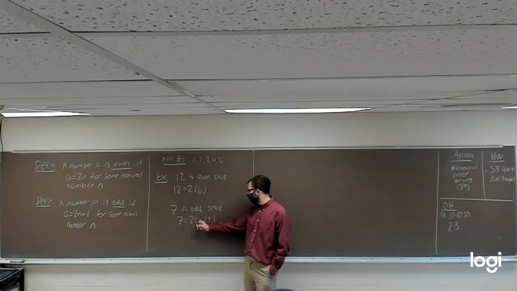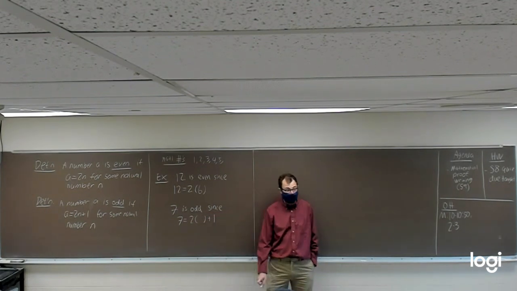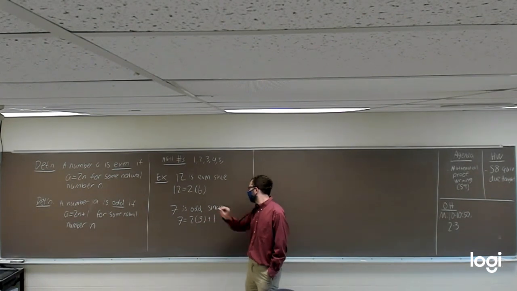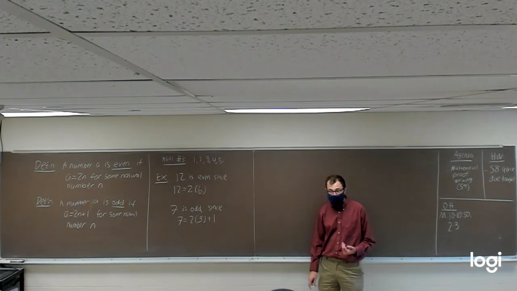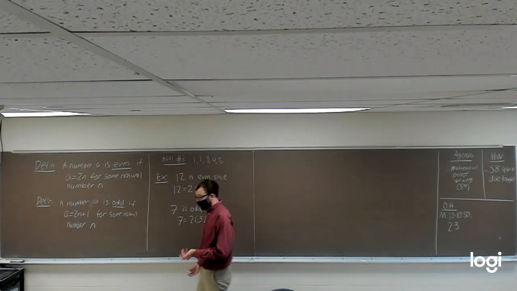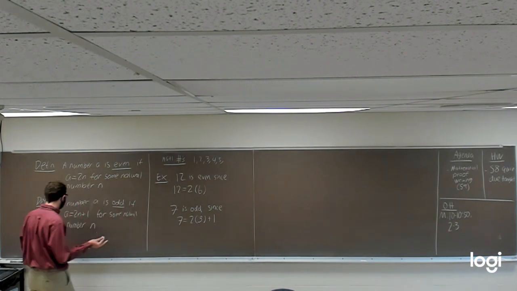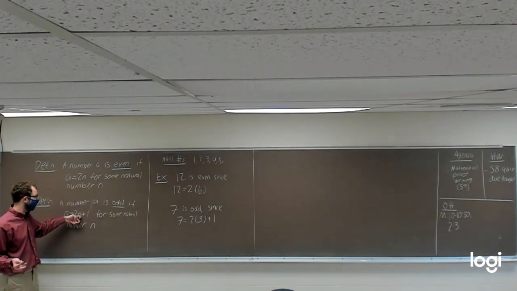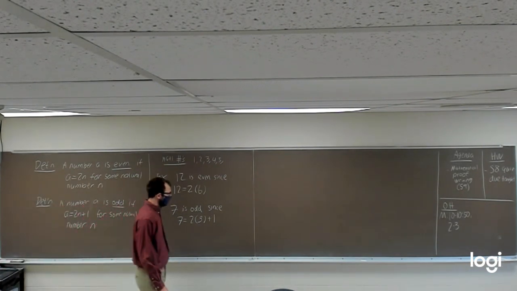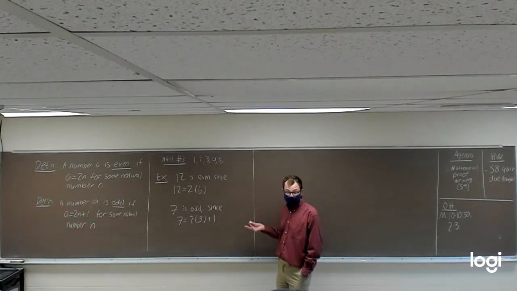We can find some number n such that 2 times that number n plus 1 will give us 7. So what can we fill in the blank here? 3. It's going to be 3. Because we take 2 times 3 and then add 1 to it, that'll give us 7. And that's what it means for a number to be odd, is that it's equal to 2 times some other counting number plus 1. Any questions about our definitions of even or odd?